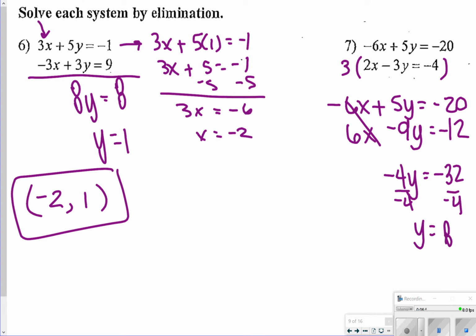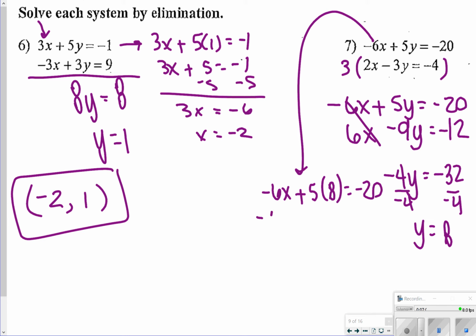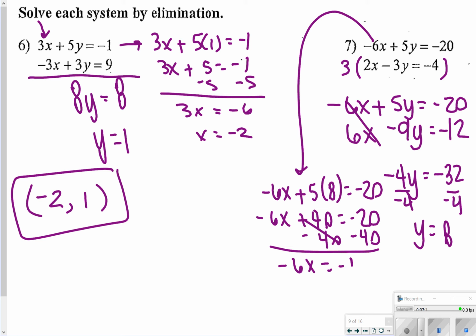And then I would just plug it back into my original equation up here. So negative 6x plus 5 times 8 equals negative 20. That'll be negative 6x plus 40 equals negative 20. Subtract 40 from both sides. Negative 6x is equal to negative 60. X is equal to 10.